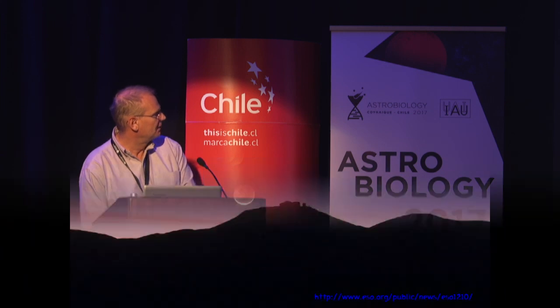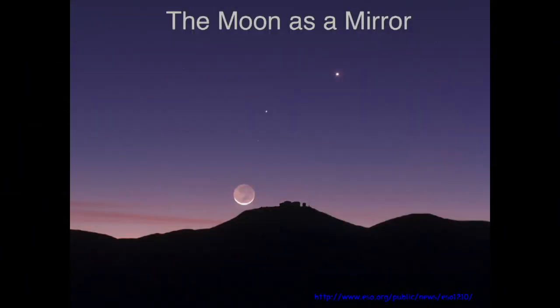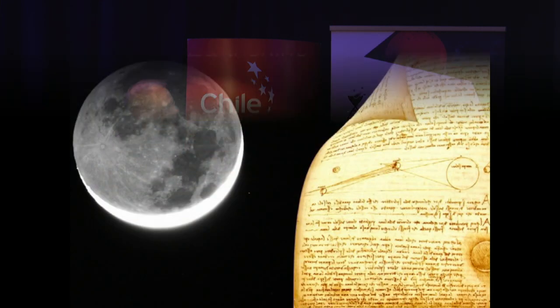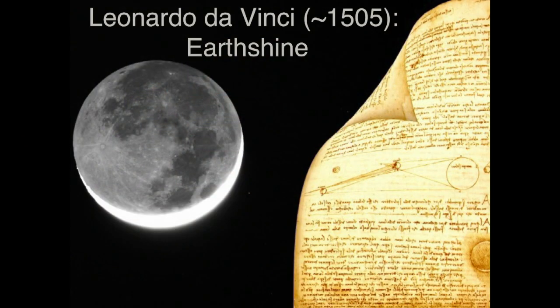So how is that? This is the observatory. And we look at the Moon, at the part of the Moon which is not directly illuminated by the Sun, and we use it as a mirror. This is called Earthshine. It is well known that the non-illuminated side of the Moon contains information about the Earth's properties. This was already written up by Leonardo da Vinci more than 500 years ago in his Codex Leicester.